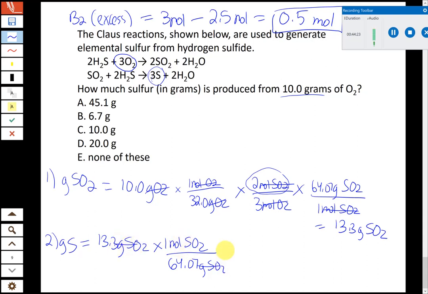But once we have moles of SO2, we can then figure out how many moles of sulfur forms from that. So it's going to be 3 moles of sulfur forming, there's a coefficient of 3, for every 1 mole of SO2 in the second step. And then to find grams of sulfur, we're going to use the atomic mass of sulfur, which is 32.07. And so when we work that out, what we get is about 20.0 grams.